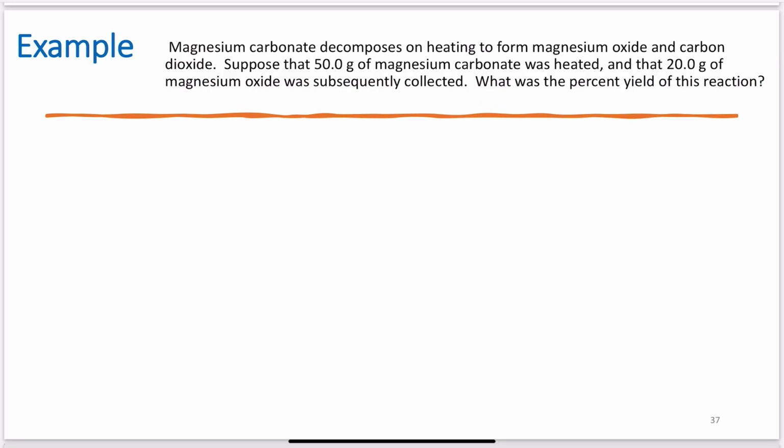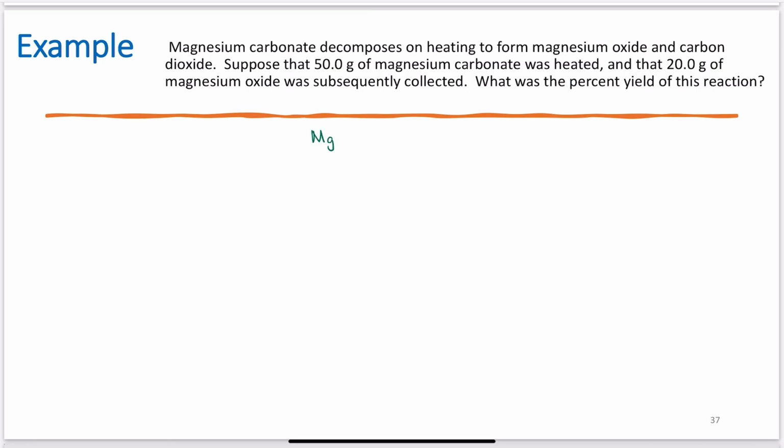Let's look at this one. Magnesium carbonate decomposes on heating to form magnesium oxide and carbon dioxide. Suppose that a 50-gram sample of magnesium carbonate was heated and that 20 grams of magnesium oxide was subsequently collected. What was the percent yield of this reaction? First you got to figure out what's going on.